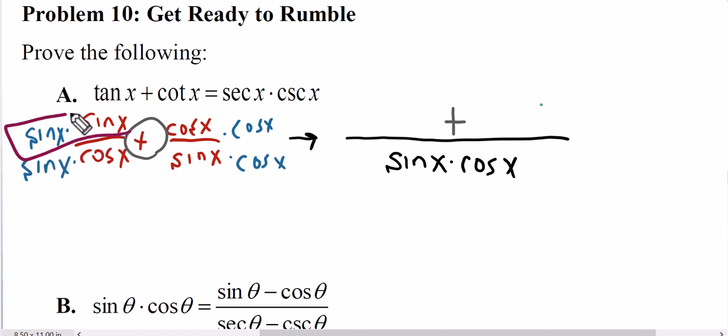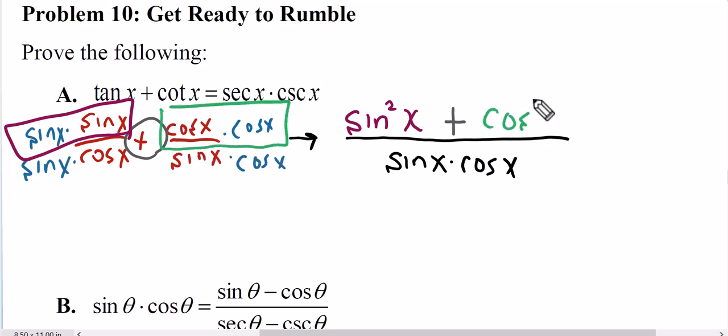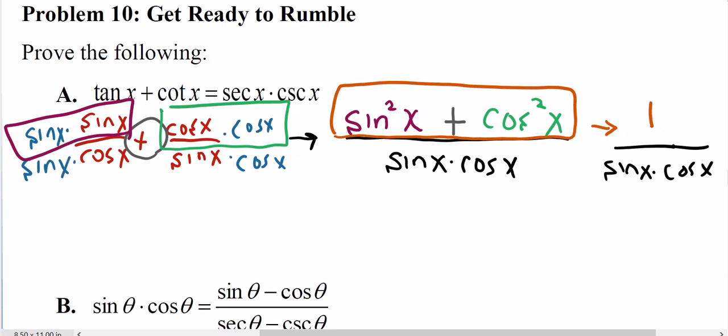We have sine times sine. That's sine squared. Same thing here with cosine times cosine. That's cosine squared. Please don't forget, one of the most important things in this topic is a Pythagorean identity. So this entire numerator, sine squared plus cosine squared, is equal to 1. The denominator comes along for the ride.